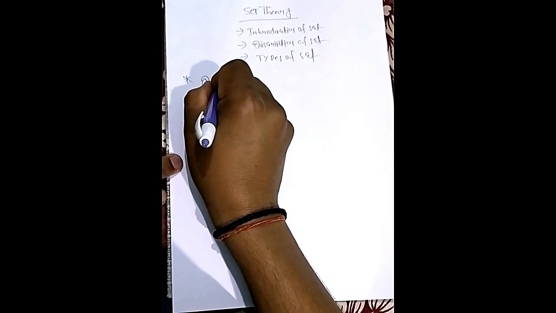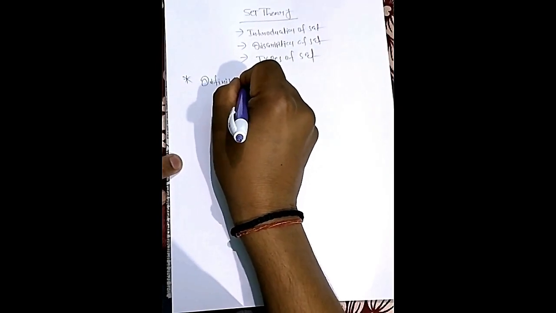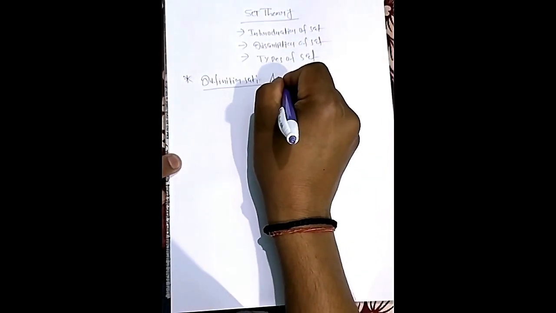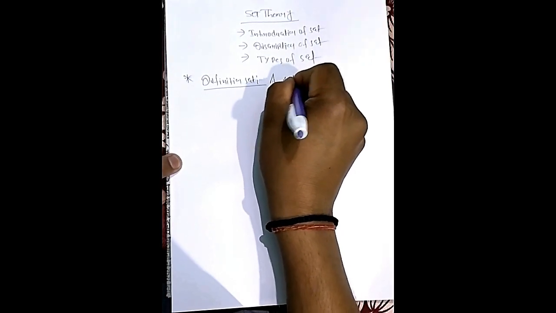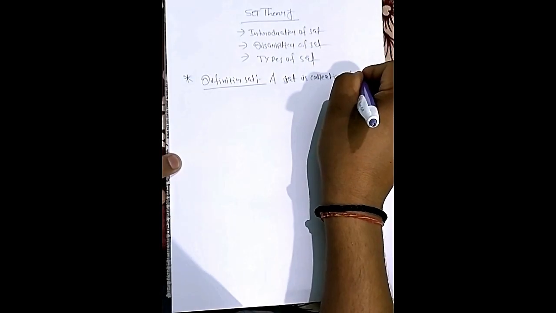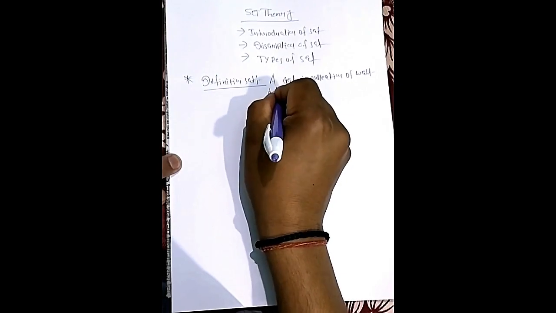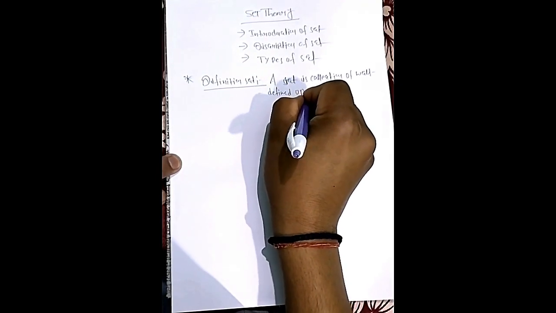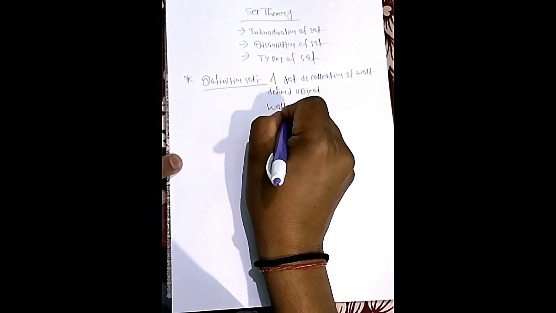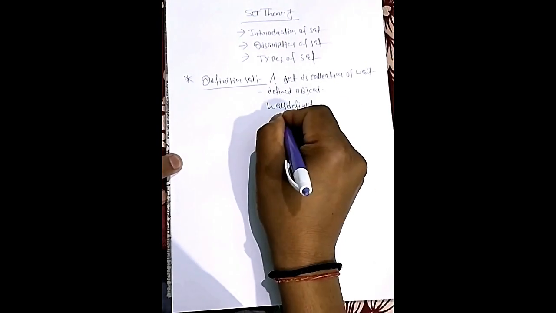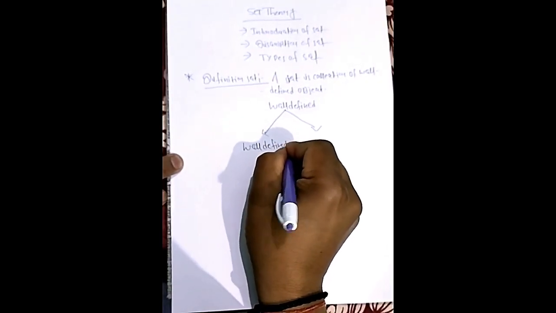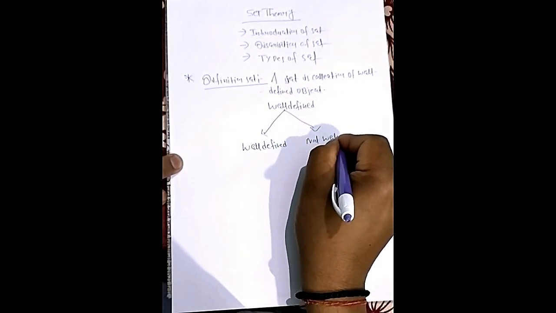Now, definition of set. A set is a collection of well defined objects. Here, students, we used the word well defined. There are two types: first, well defined, and second, not well defined.